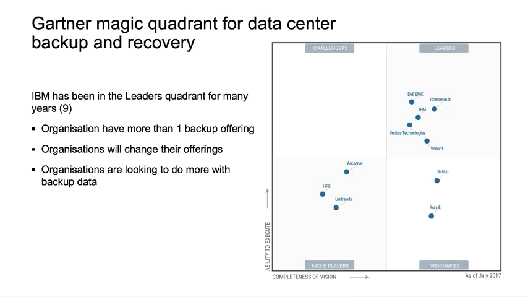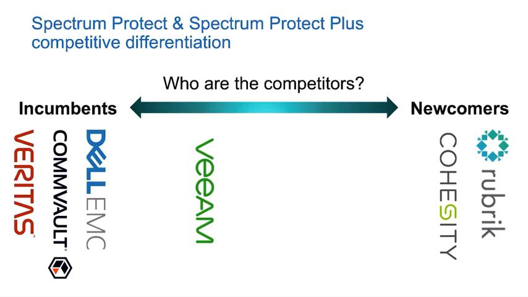IBM has been recognized as a leader in the Gartner Magic Quadrant for data center backup and recovery for many years. In this market, newcomers tend to be lacking in overall features, but they also have one or two great features. They tend to be nimble and able to add features quickly up to a point, and they also tend to oversell what they are able to provide.